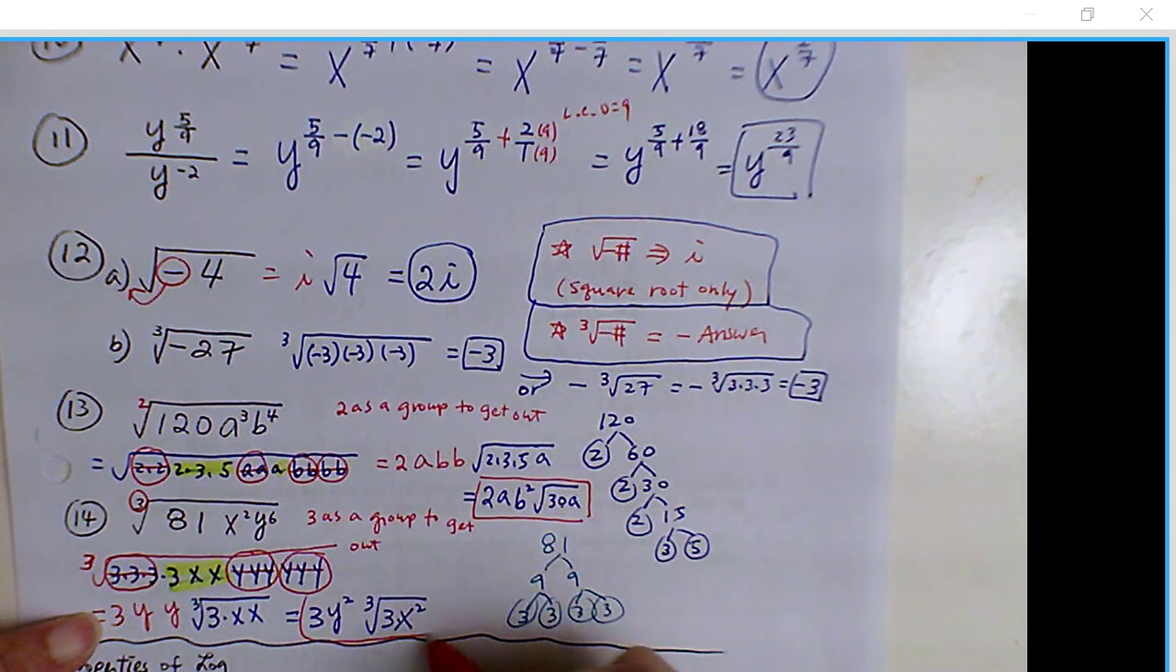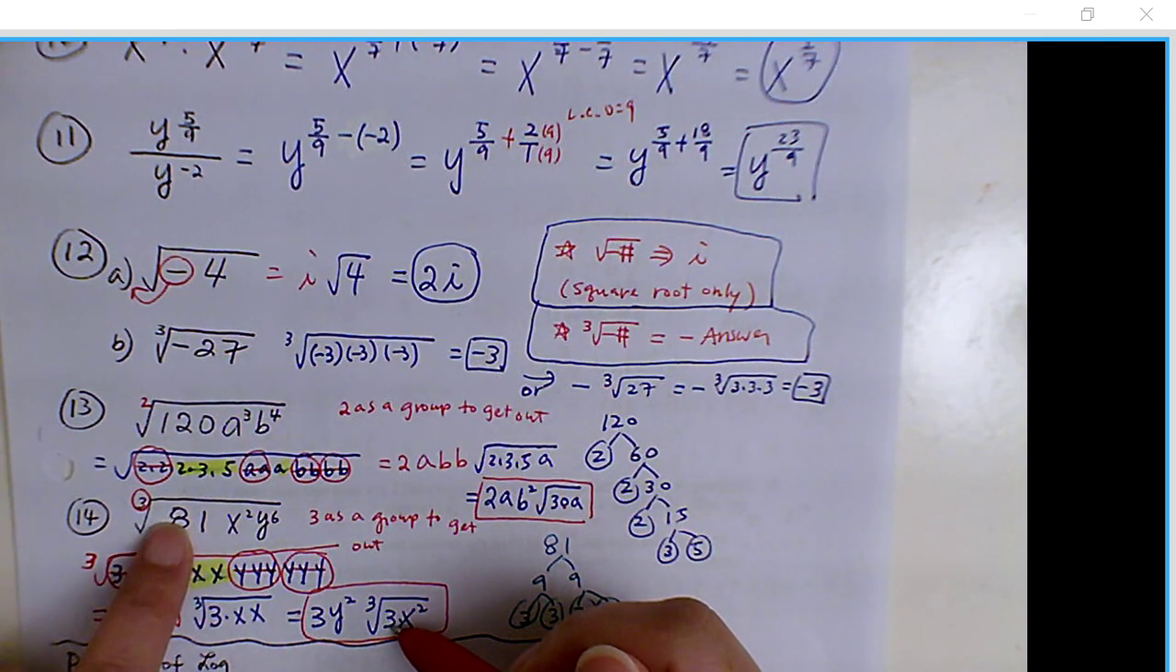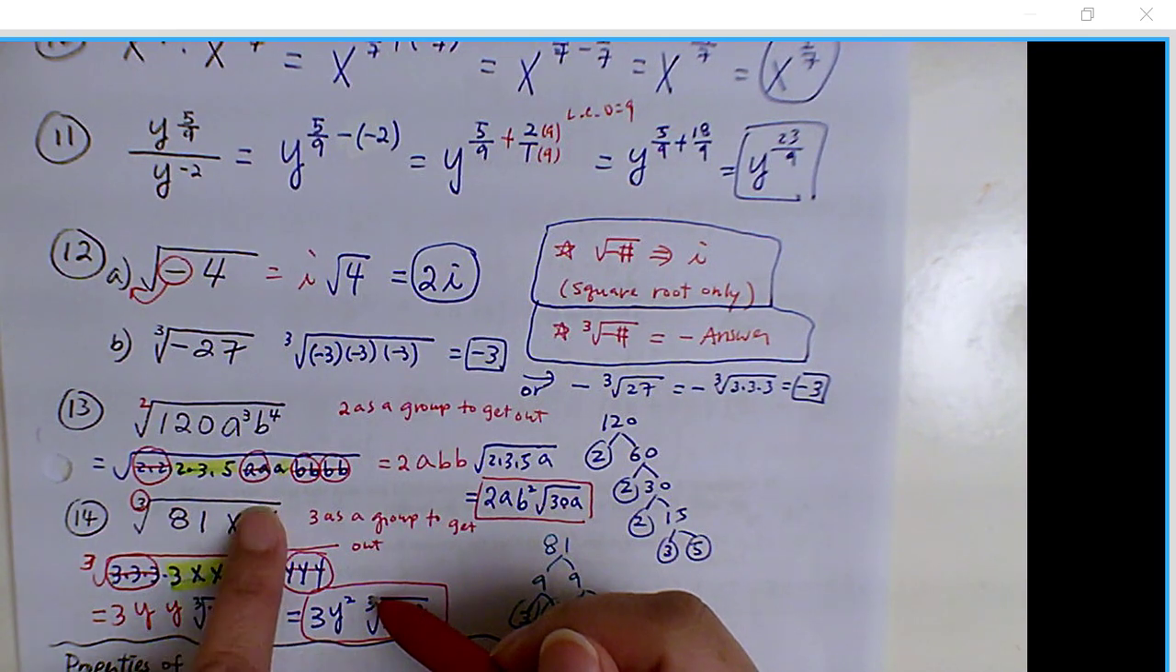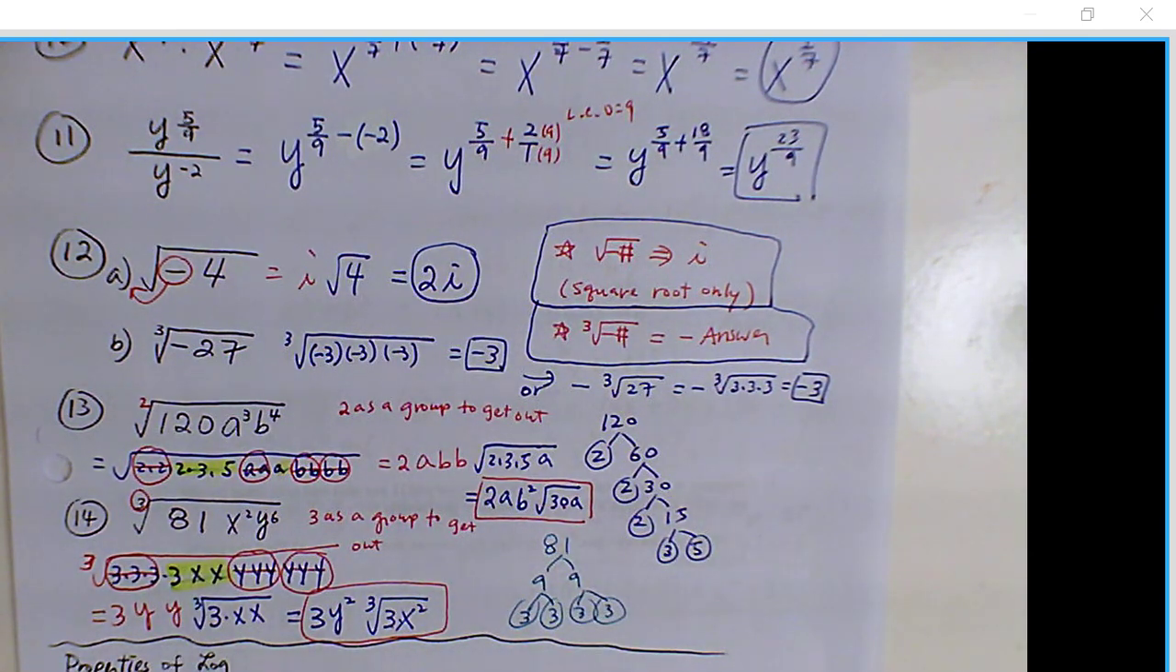So we can double check still. 3 cubed is 27. 27 times 3 should be 81. And then this is 2 times 3 is 6. So y to the 6, and inside you have x squared. Okay, so you can double check that.